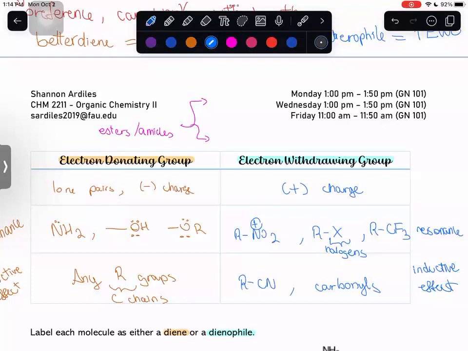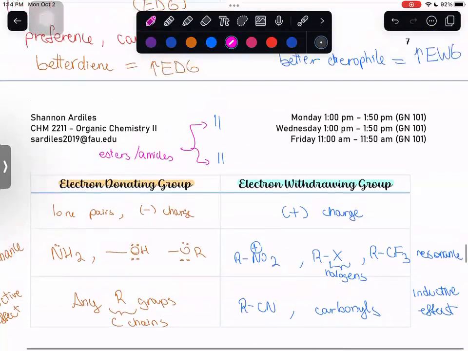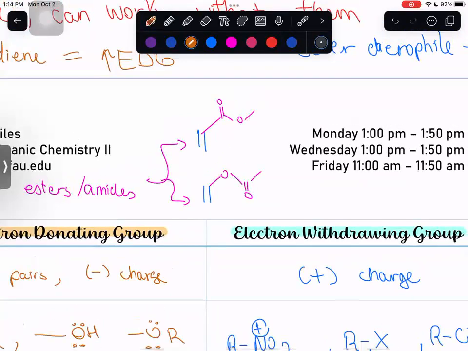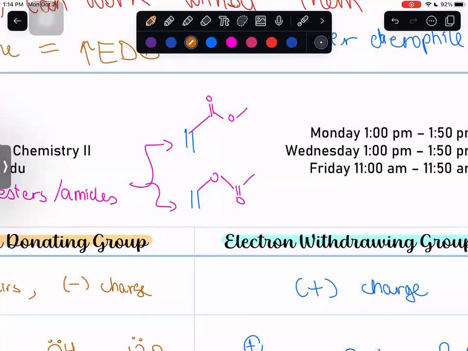So let's start by drawing out our normal dienophile. Remember, the dienophile basic structure is just one double bond, simple as that. Now, let's connect it to our ester, for example. Whenever the carbonyl is directly connected to the dienophile, this is gonna act as an electron withdrawing group, because the carbonyl portion is gonna affect it first.